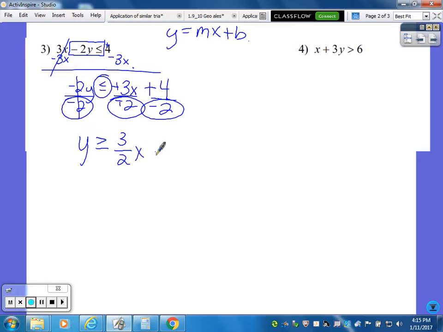Positive over a negative is a negative. And 4 divided by 2 is 2. Final answer.